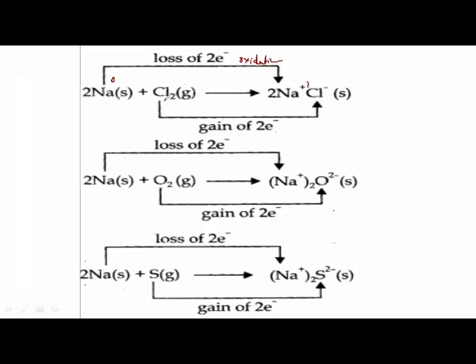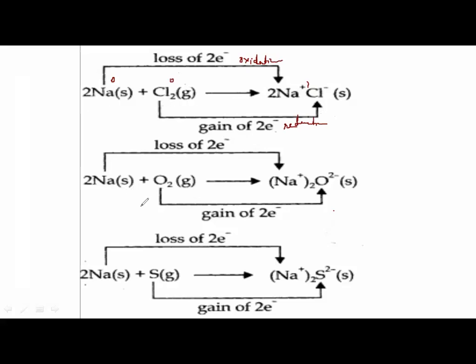So what does chlorine do? It will take those 2 electrons. From 0, it becomes -1. So it will take those 2 electrons and become -1. That is reduction. Yes, so these are the examples for oxidation reduction reactions.